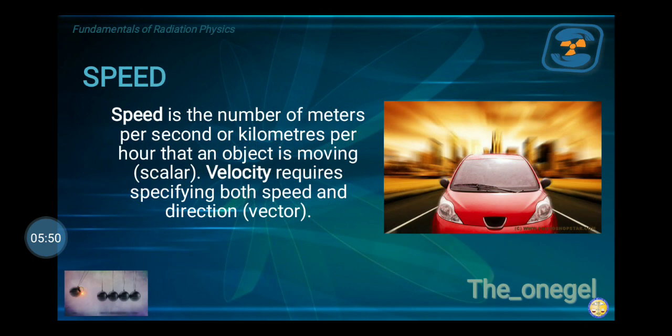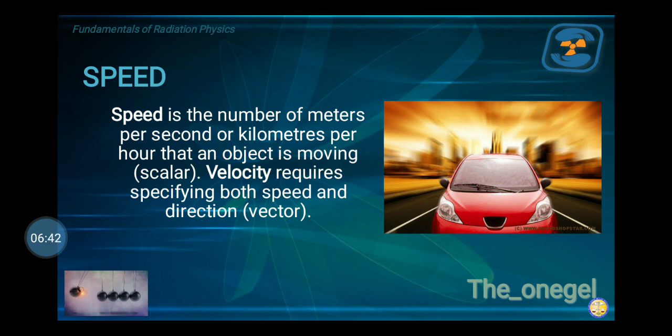Other than that, we can differentiate speed and velocity by giving appropriate quantities and terminology. Because when we say speed, this is a scalar quantity. And when we say velocity, this is a vector quantity. So let's define speed. Speed is the number of meters per second or kilometers per hour that an object is moving. And velocity requires specifying both speed and direction. So scalar, in a sense that, again, speed only talks about how fast or how slow an object is moving. There is no direction yet. But velocity requires that there is a direction.